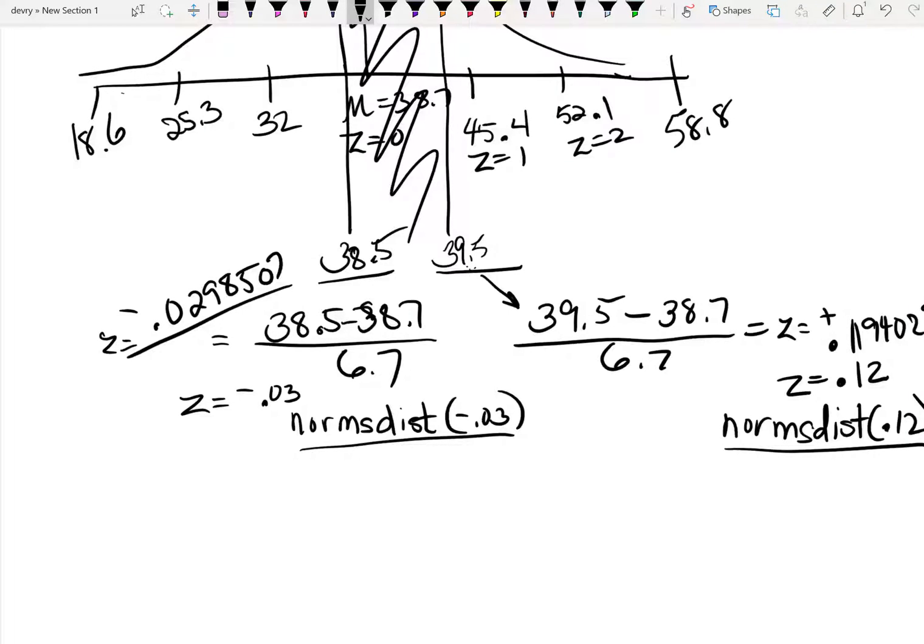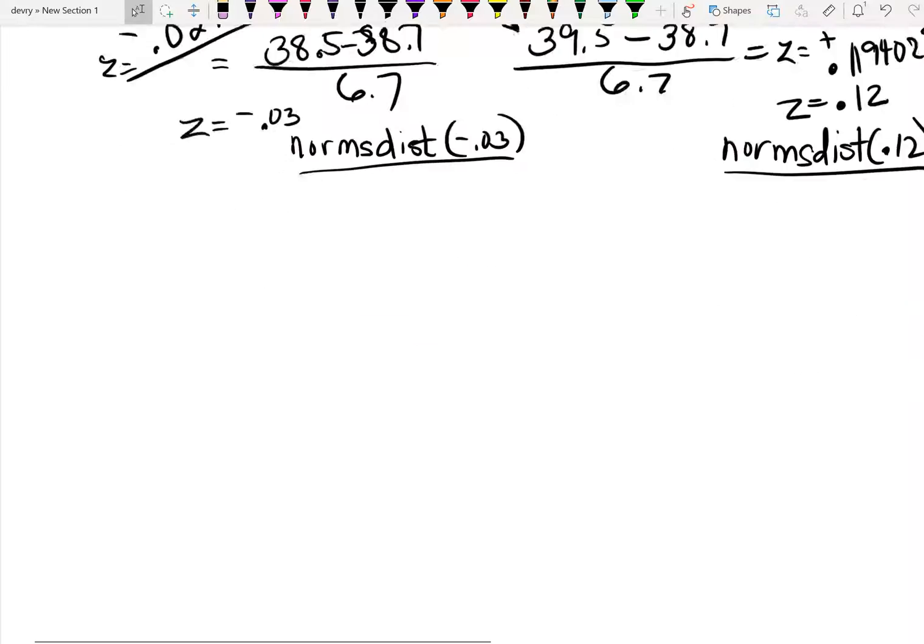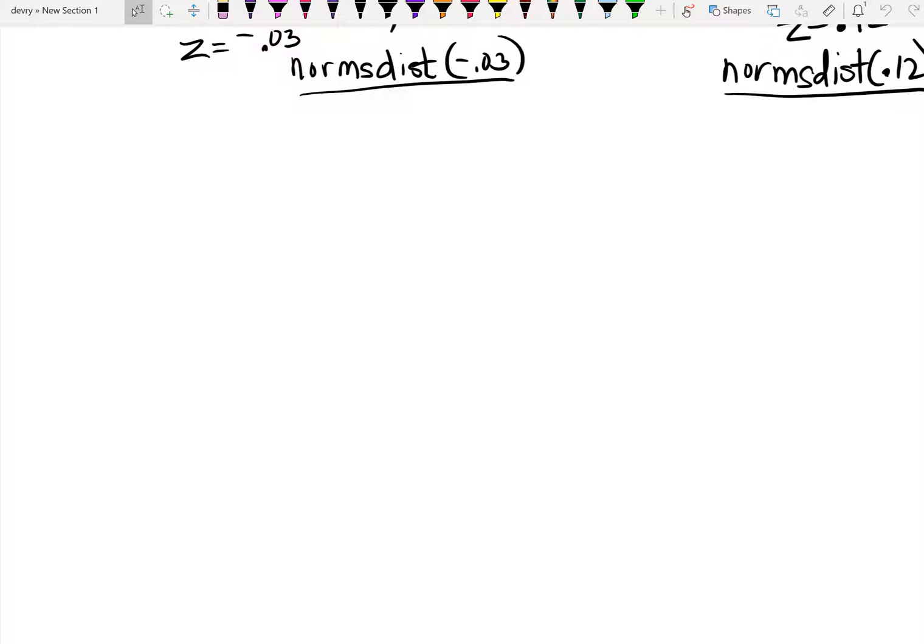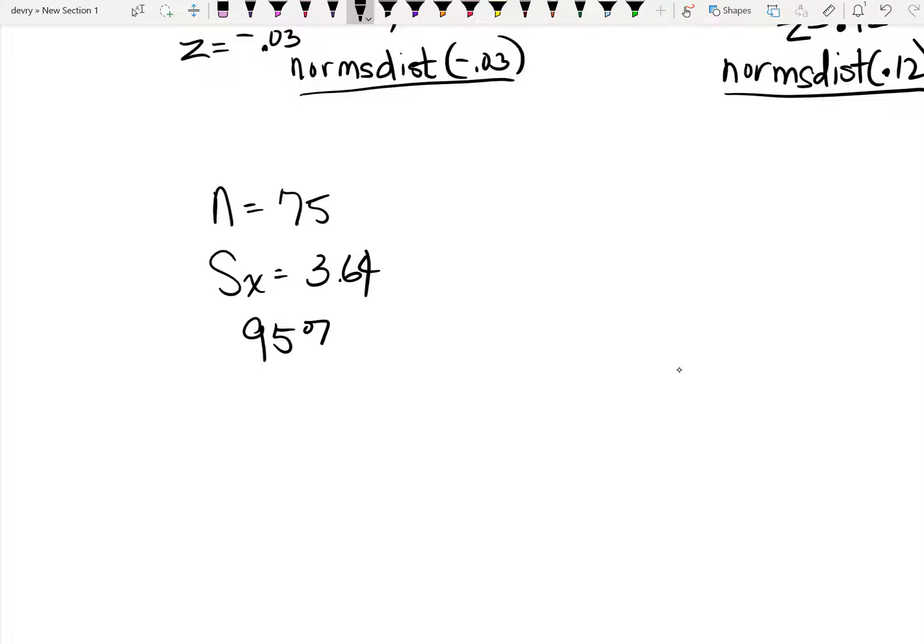Alright, ladies and gentlemen, one of the things that I want to go over is the calculation for the chi-square. So if you're given information such as this, where n is 75, the sample standard deviation for that particular data set is 3.64, and they ask you to find a 95% interval for the variance, then we're looking at a chi-square calculation.